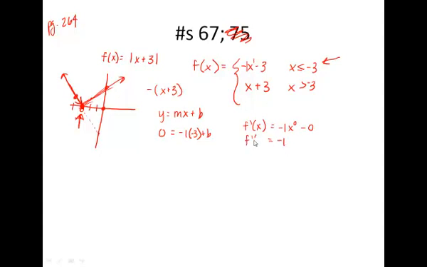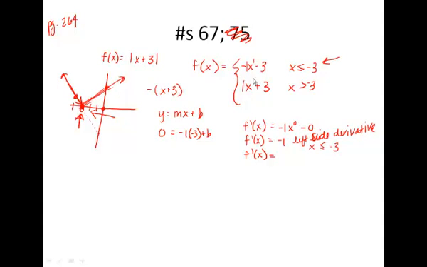So f prime of x, or our function's derivative, is equal to -1 when x is less than or equal to -3. And so this would have been the left-sided limit, or left-side derivative. What if we were approaching it from the right-hand side? So this is going to be the function that I'm deriving.